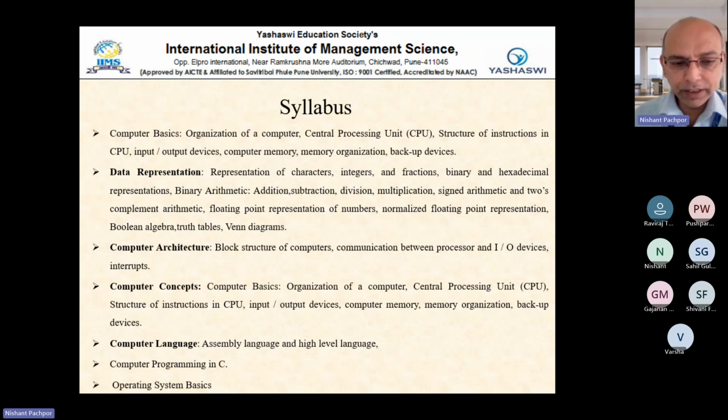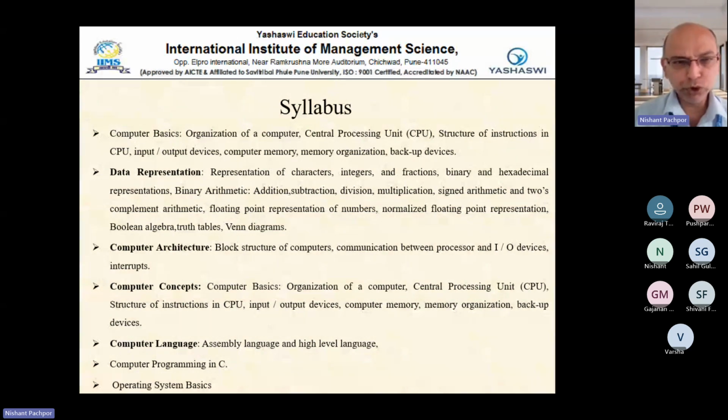In computer language, we learn assembly language, which is used for assembly programming in microprocessors. Then high level languages; we have covered the different types of languages in high level languages, such as C programming, C++ programming, .NET programming, Java programming, Perl, PHP. All these are higher level languages. And only these are covered in your CET examination: computer programming in C, and operating systems basics.